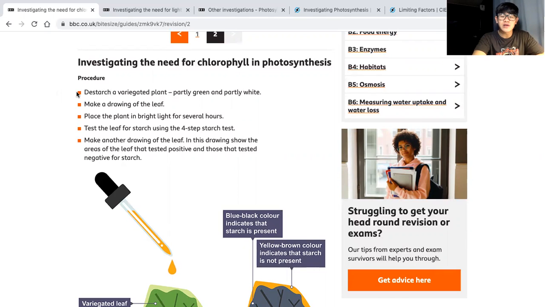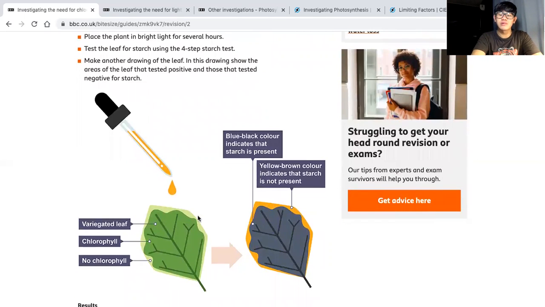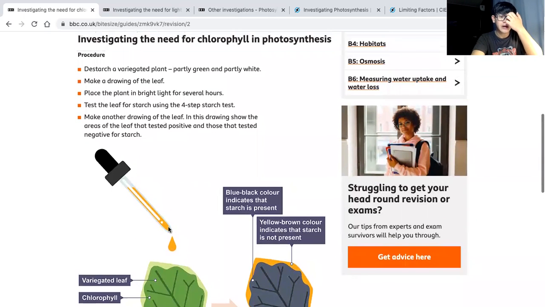So after you destarch the variegated plant, and then the second point, make a drawing of the leaf. So this one is we want to know, you draw mana satu region yang green, mana satu region yang white. If you see here, region yang white macam ada the very very very light green. So that is the white region, and this is the dark green, right?